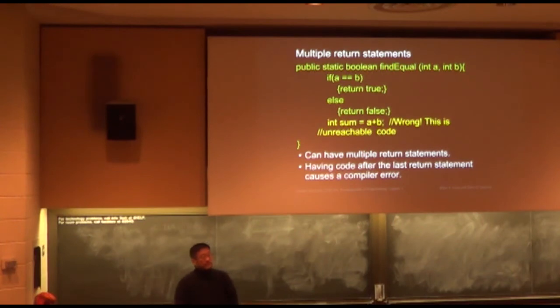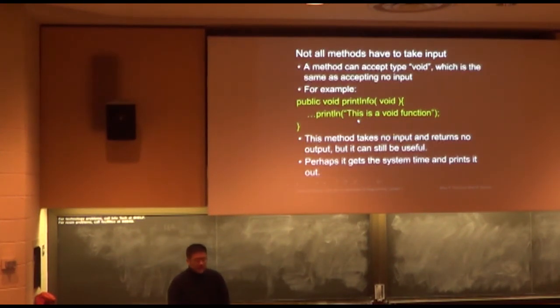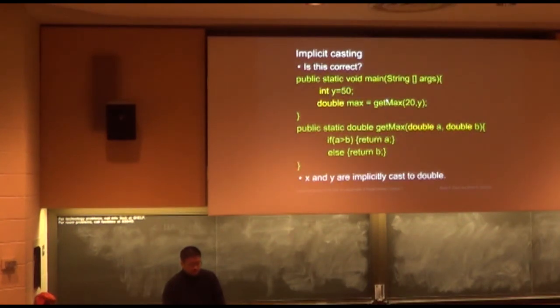Okay, so very quickly, we can have multiple return statements. If I have if, else, or switches, I can have multiple returns. Another important thing to know is that methods don't have to take input. Many of you have already used System.out.println without giving any strings, just to generate a new line. But void works also. And I've talked about it in this casting.